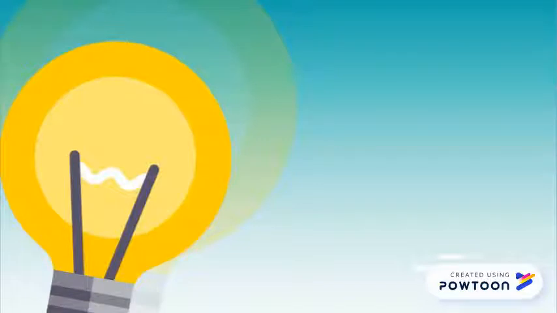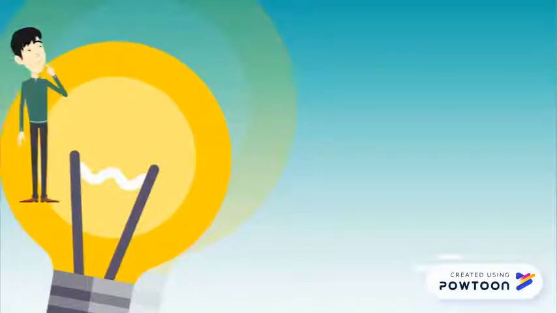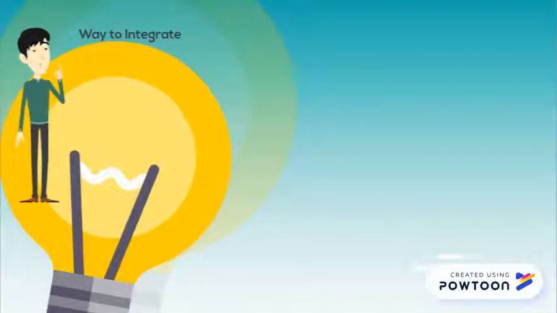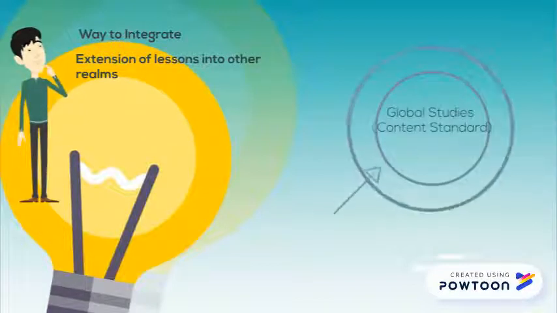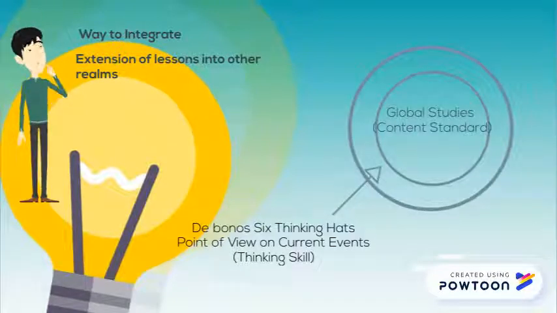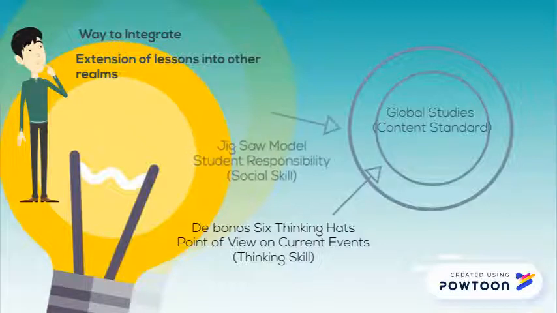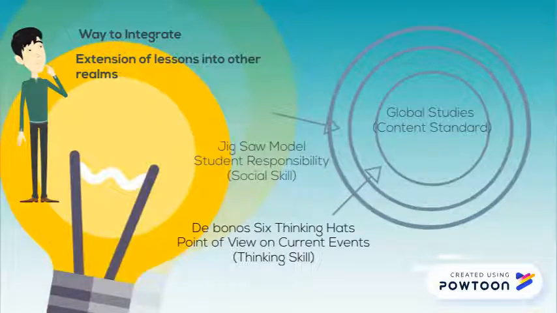Tom speaking now. I like the idea of nested skills as a way to integrate. It keeps my discipline pure and intact, yet I extend the lesson into other realms. In global studies, I can use de Bono's six thinking hats for point of view on current events. With a jigsaw model, I can talk about student responsibility.